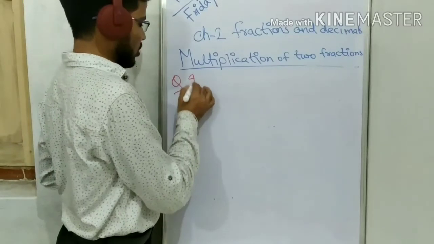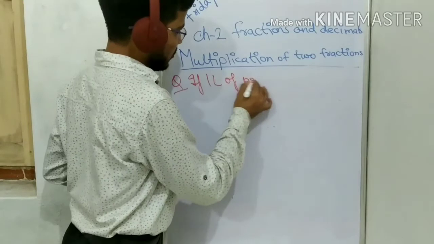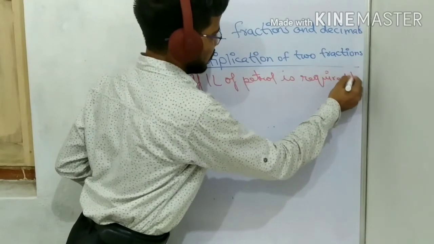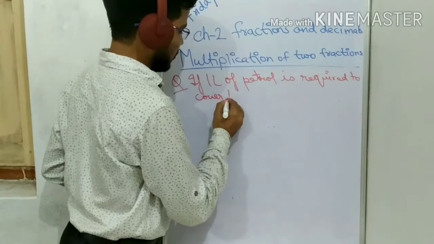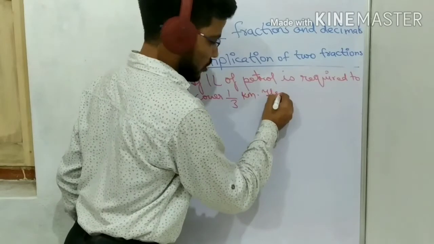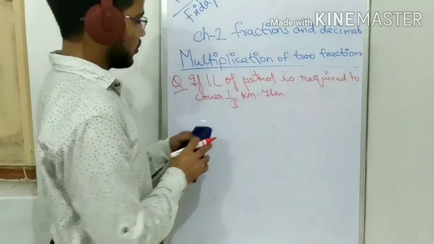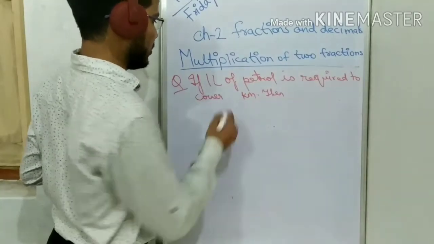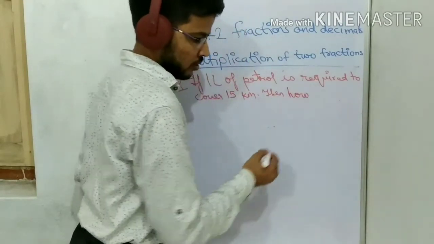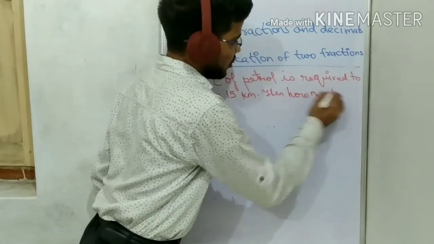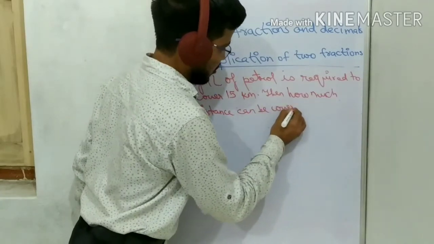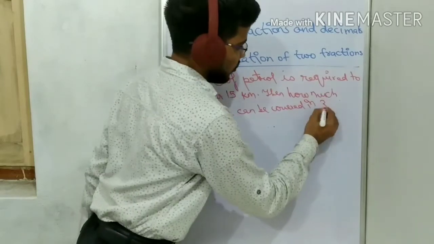The question is, if 1 liter of petrol is required to cover 15 kilometers, then how much distance can be covered in 3/4 liter of petrol?